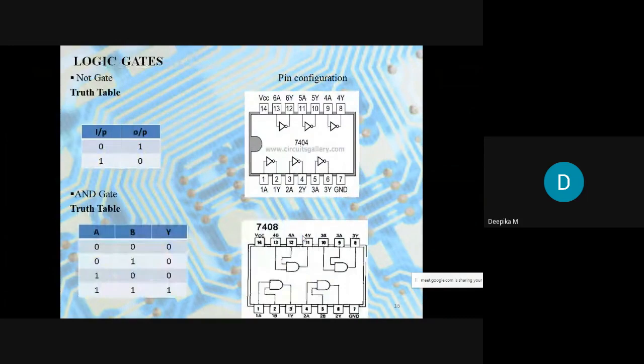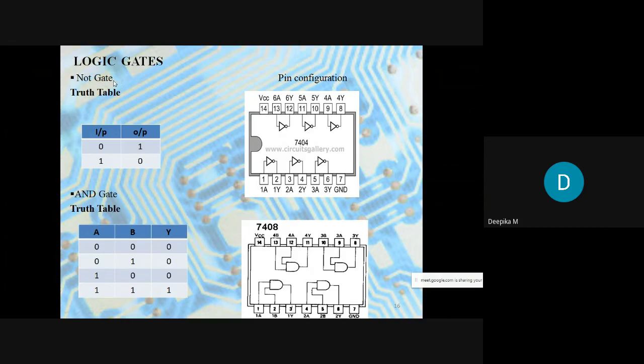Coming to the logic gates over here, first we have the NOT gate. The NOT gate is the gate which performs the inversion of the input, or we can say it inverts the input. Therefore you can see here, if the input is low, then the output is going to be high. If the input is high, then the output is going to be low.